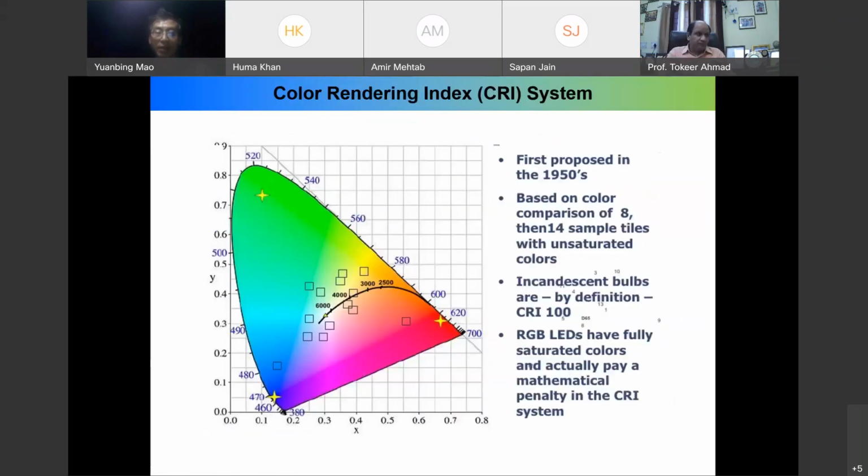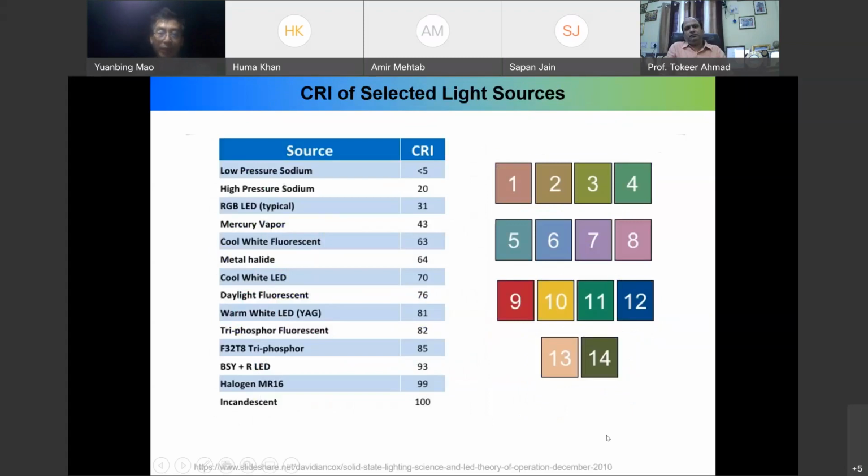And then the other widely used parameter is the color rendering index, CRI. This was first proposed in the 1950s. Again, as I showed you, these are characterized by coordinates. The other thing is that incandescent bulbs by definition have a CRI of 100, and the other light sources are rated based on this. So that's what we see here.